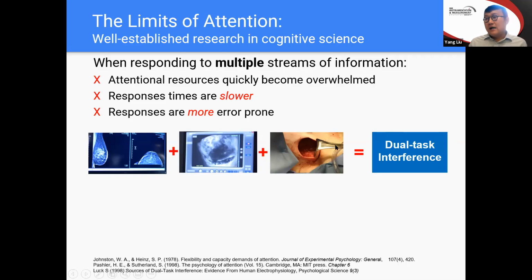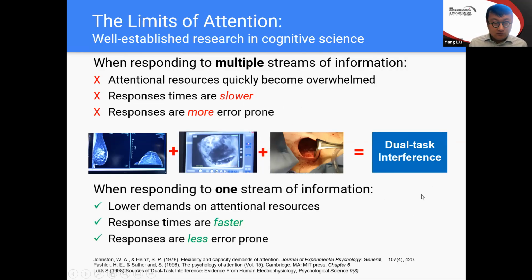It's essentially similar to texting and driving at the same time, right? So we all know that we cannot text and drive at the same time because it's not safe. But in a surgical arena, surgeons are asked to do something that's actually more challenging than that, because they have to look at different images, different data, and also look at the surgical site and do the surgery. So if there's a way to consolidate this and combine all the information in one stream, there's going to be lower demand of the attentional resources, and the response time will be faster, and the response will be less error prone.